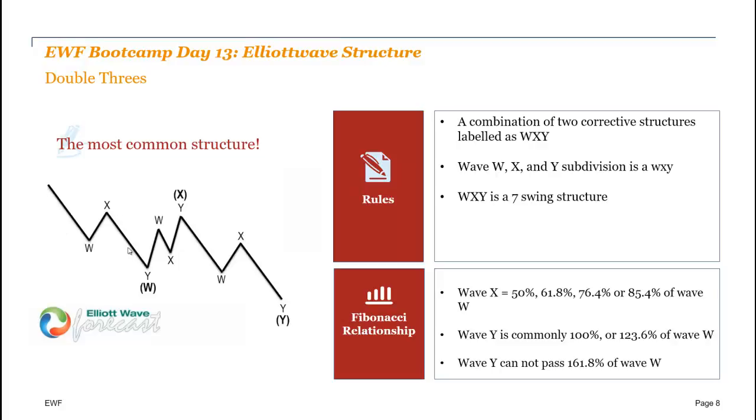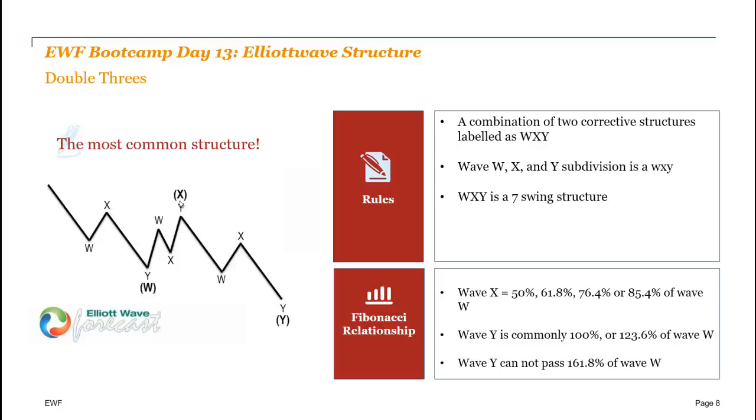So you have a subdivision of another WXY of a lesser degree in the W here. Okay, so this W in bracket is of the higher degree, and this one here is of the lesser degree. So the W in bracket is subdivided into a WXY of a lesser degree, right? So this is a special type that is the most common structure. You have to be very familiar with this, but it is very simple. In fact, everything is subdivided into 3. And with W, X, and Y, again, the subdivision is another WXY. This is very clear, it's a 7 swing.